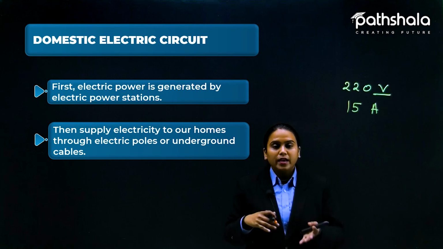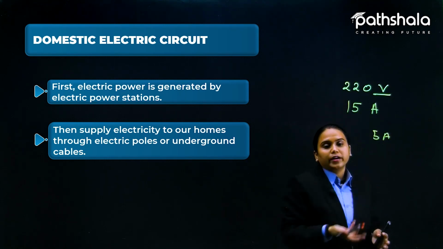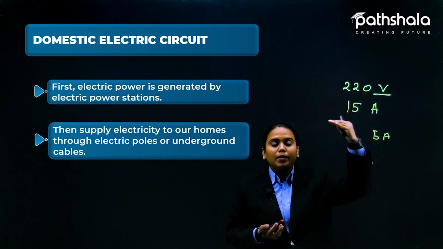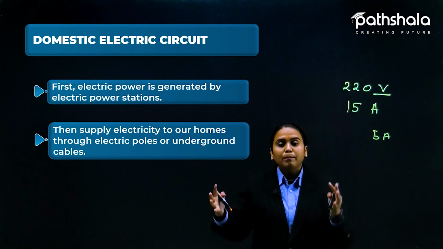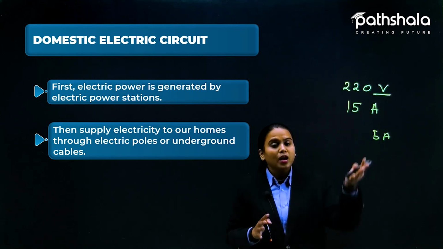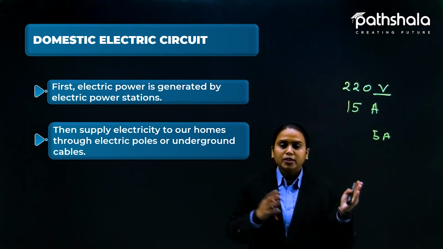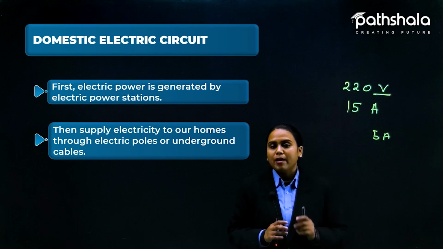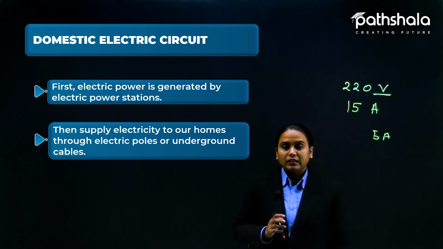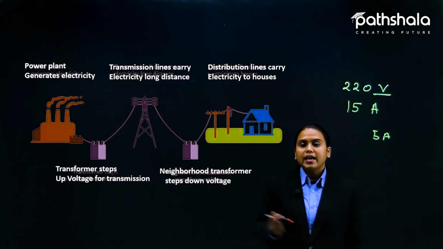This is not a small amount. Even big things in our house can work up to 15 ampere of current, which is mainly used when you purposely run very big machines at home. Then only you will need that much current. Otherwise, all the basic appliances in our home work on 5 ampere of current only. So this was the domestic electric circuit, and this is how it looks.